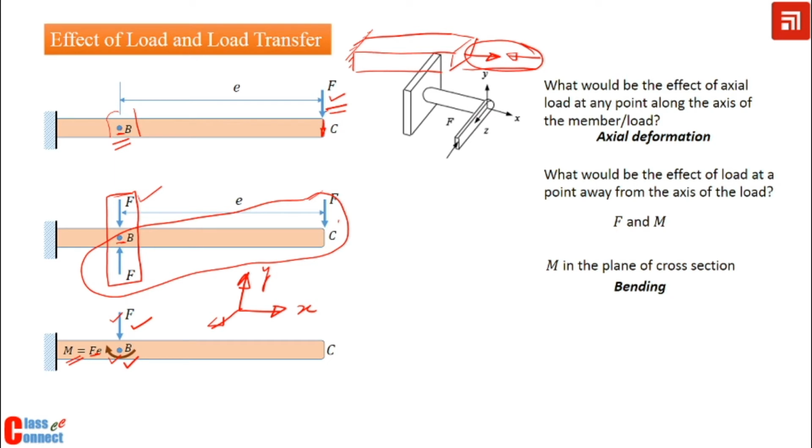So let us first take this example to identify the effect of this force F which is acting at this end, and if we are interested in evaluating what is the effect of this force F at this point on the same member. So for this particular point, this force is axial force, and this will induce axial deformation at this point.